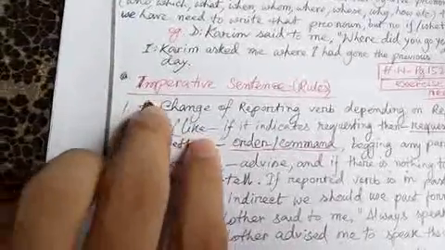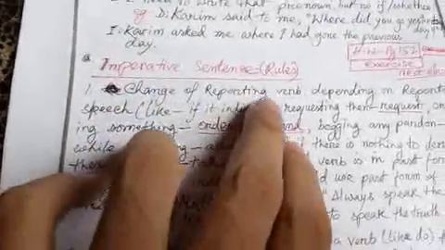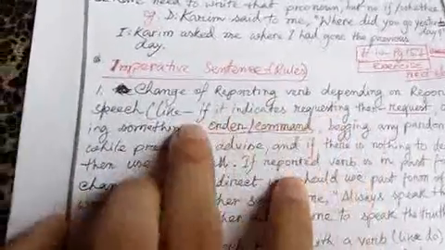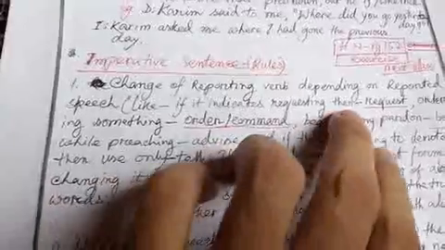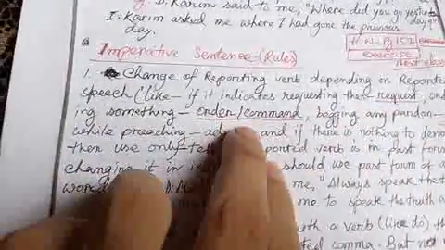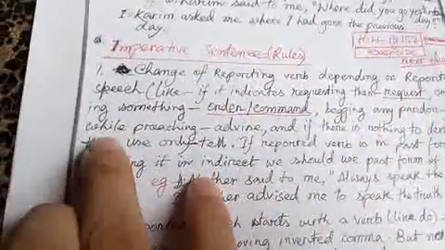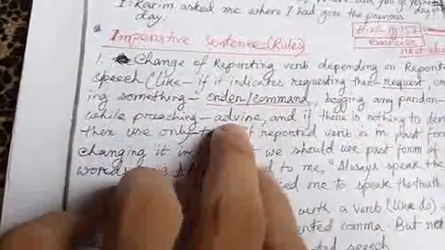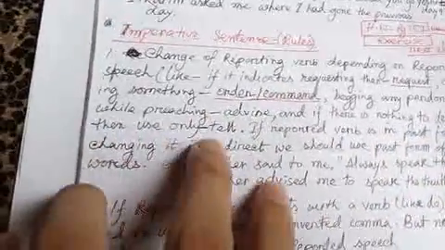Okay, so imperative sentence rules. What are the rules? Change the reporting verb depending on the reported speech. If it indicates requesting, then use request. Ordering something, that is order or command. Begging any person, you have to write down beg. While preaching, you need to write down advise, and if there is nothing to denote, then use only tell.